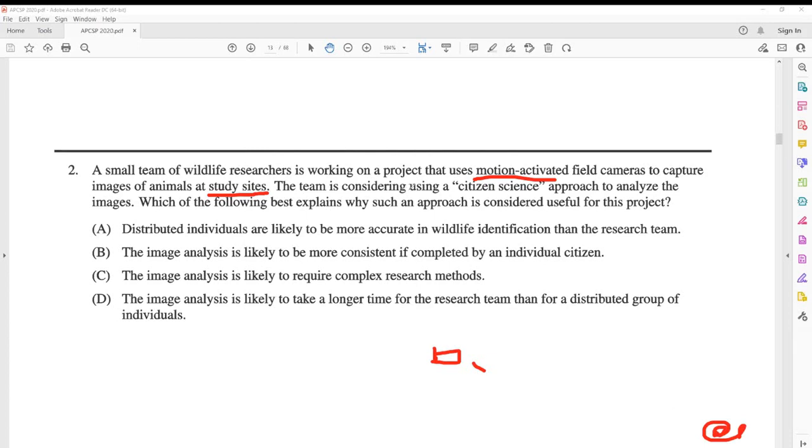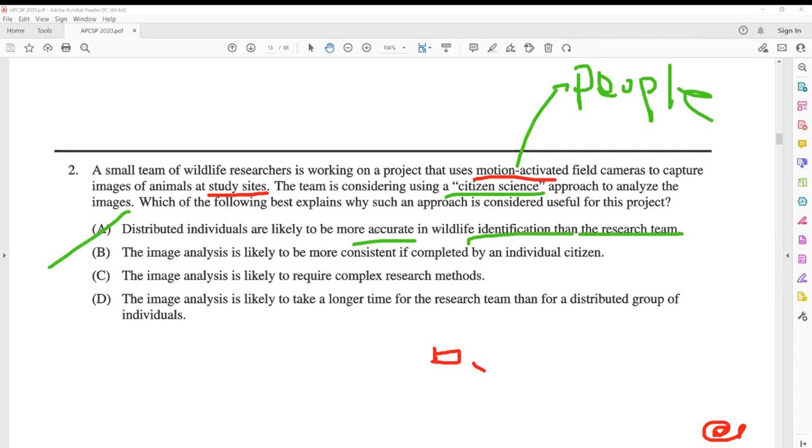The team considers using a citizen science approach. Citizen science needs to involve people, people with not much knowledge. So you need to use regular people to analyze the images. Which is the best explanation why this approach is considered useful for the project? So basically use the camera and then distributed individuals are likely to be more accurate in identification than researchers? No, this one takes professional knowledge.